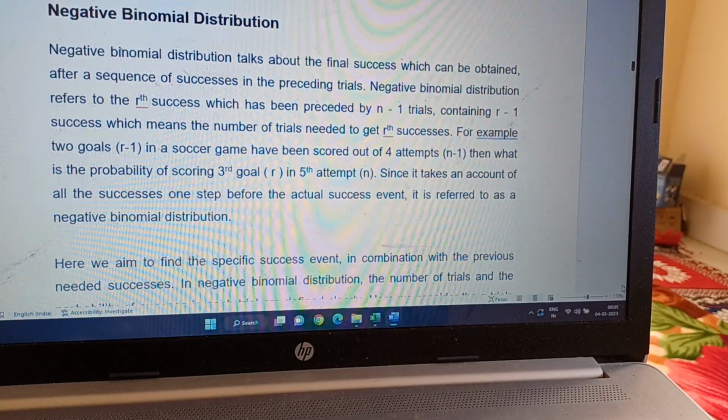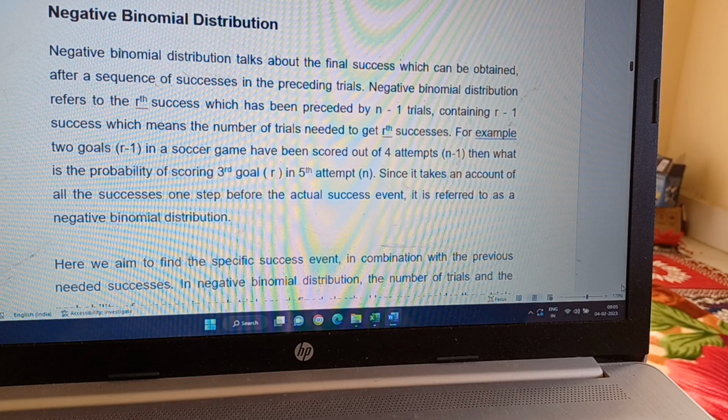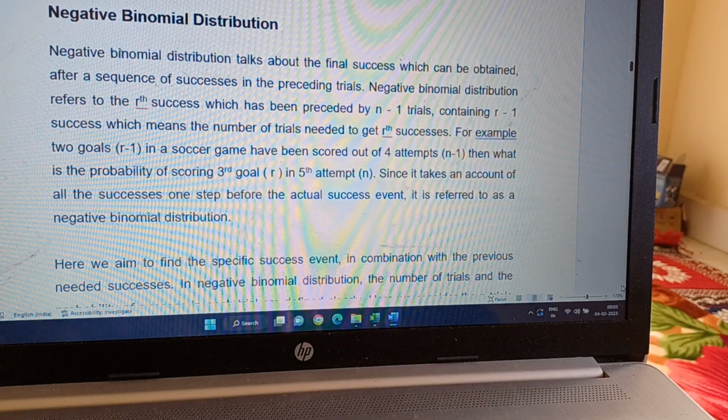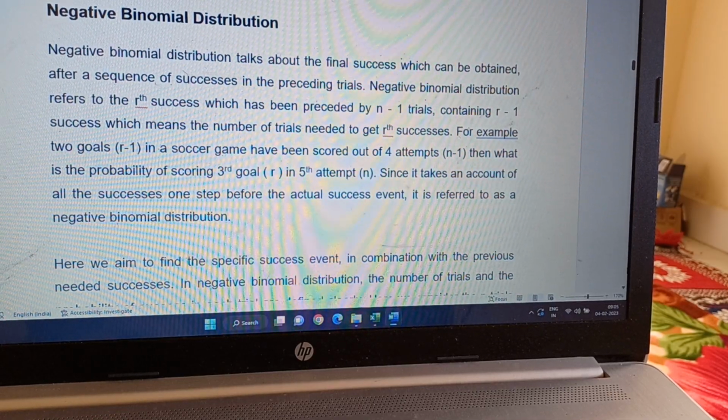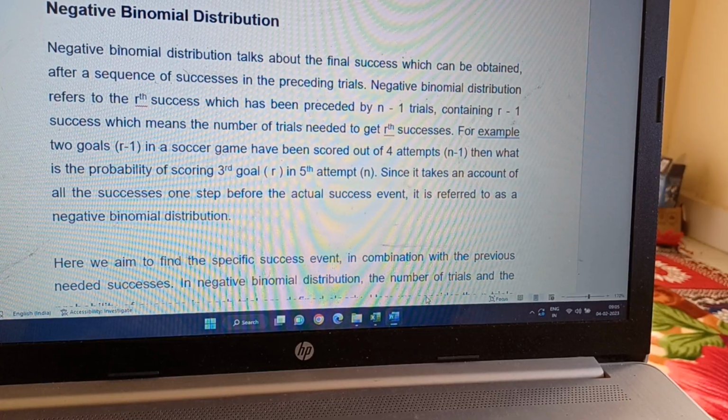Now I compare the other question, negative binomial distribution. Since it is negative binomial distribution, it will be very similar to binomial distribution, but there will be at least one difference, if not 5 or 10, but 1 or 2 differences will be there. So it is negative binomial, meaning here also we have to see how many successes have already happened and how many trials have already happened.